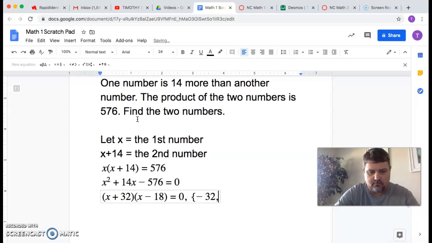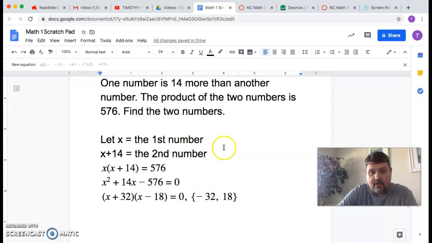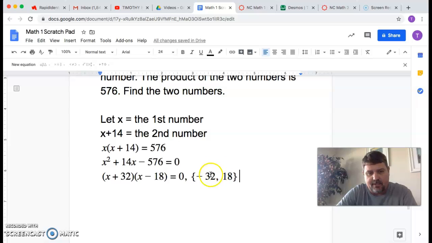Now, clearly, there's one of those numbers that's right, and then there's one that's no good. The negative 32 doesn't seem like it's going to work. If I add 14 to that, I don't get what I need. Now, the product of the numbers is positive, so we know it can't be a negative 32. So our answer has to be x is your first number, 18, and the second number is positive 32.